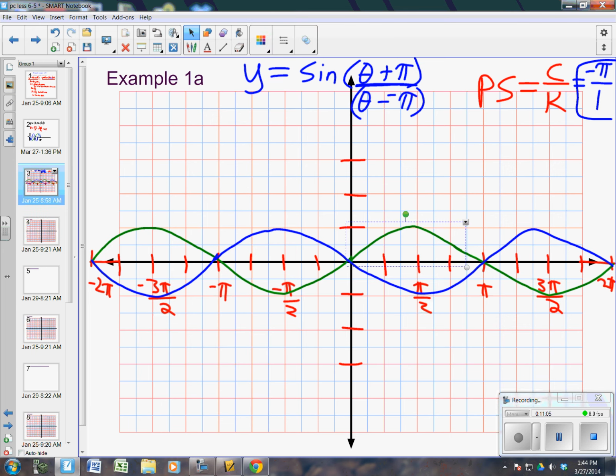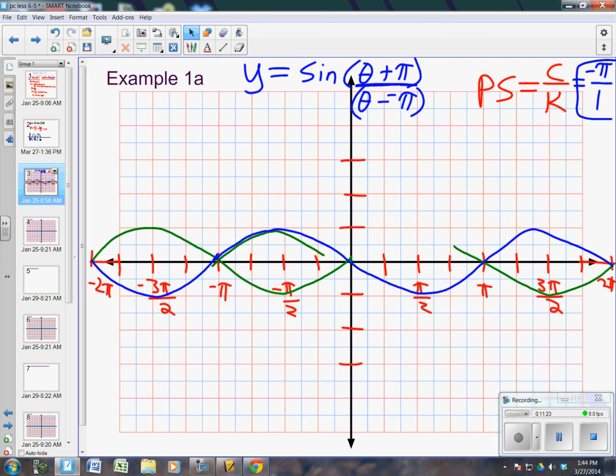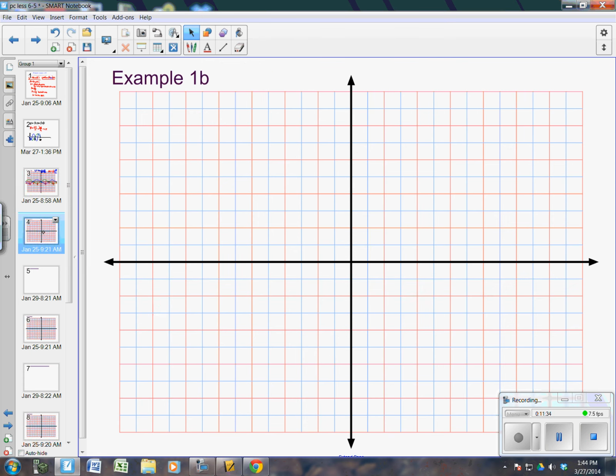Let me show you this way. I didn't keep a continuous graph right there, or it would have worked. But if I was able to drag that green one to the left, pi units, I'll just grab this part right here. If I was to move it pi units to the left, there's where it would be, right? Right on top of that one. But I didn't do it as a continuous graph like I should have. Okay, that's a phase shift that way. Let's do the next one.